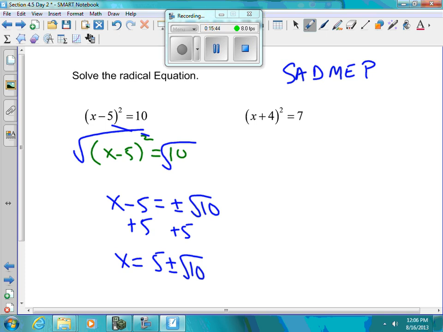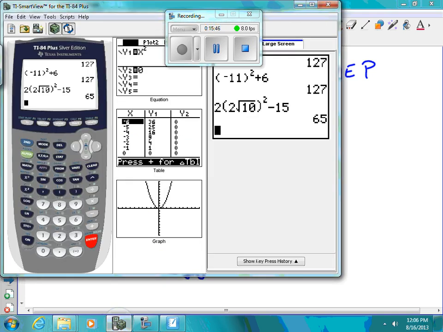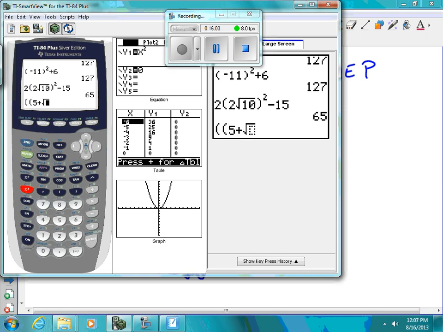Okay, if you're wondering, I can do this with my calculator. I'll do it once for you. Okay? Don't freak out on me. We have 5. We're going to use double parentheses here. Okay? Because we're putting 5 plus the square root of 10. Minus the square root of 10 should work as well. Square root of 10. We're squaring.